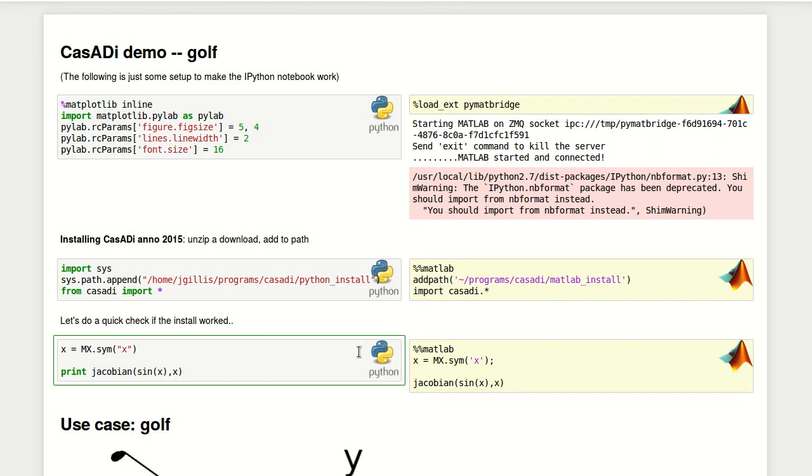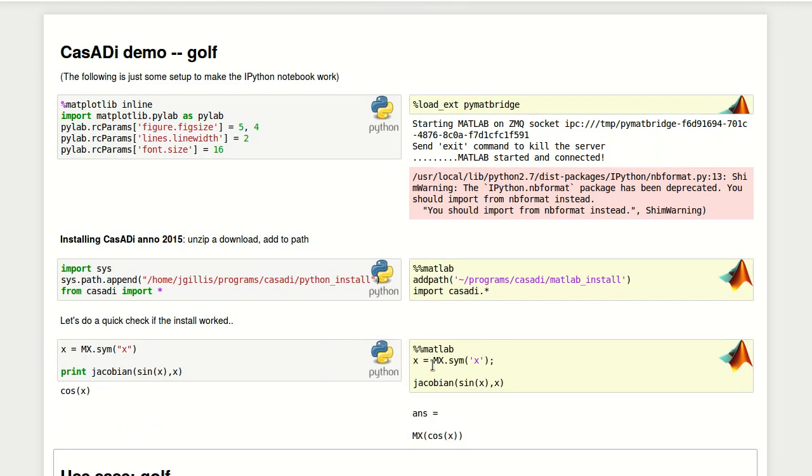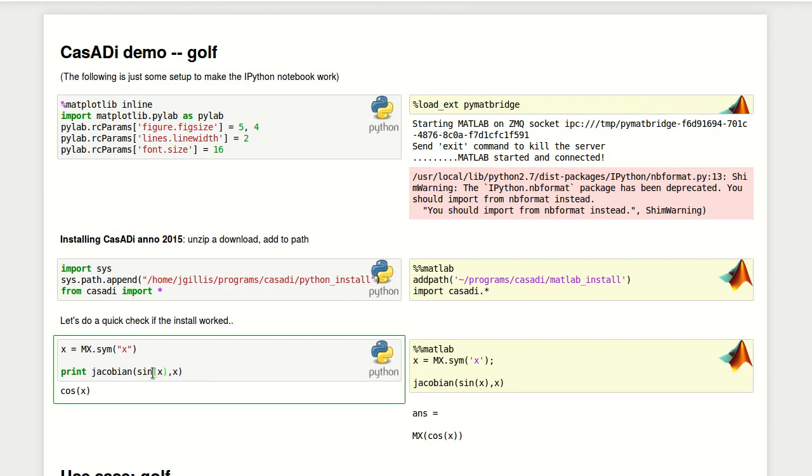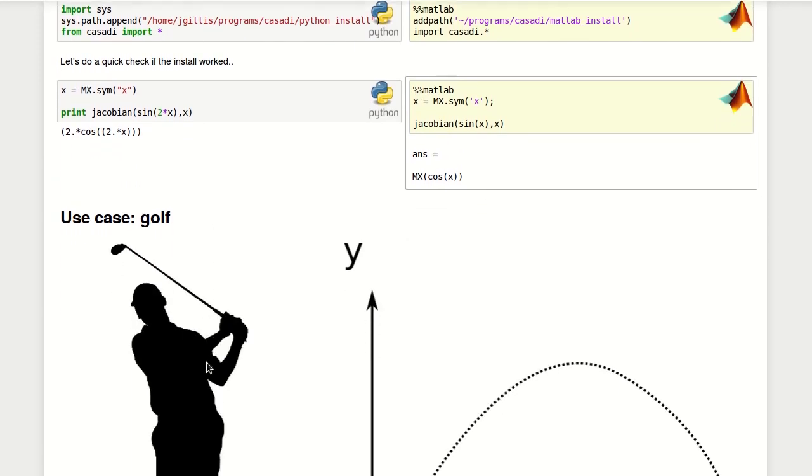Let's see if the installation worked. If I ask for the derivative of sine of x, it should say cosine of x, right? And MATLAB agrees with this result. I am giving this presentation in an IPython notebook, so this means I can make some quick changes. For example, here you can see that the chain rule is, of course, correctly applied by CasADi.